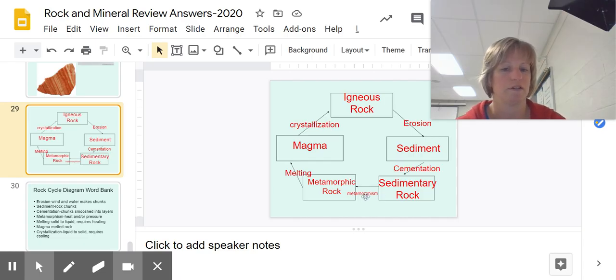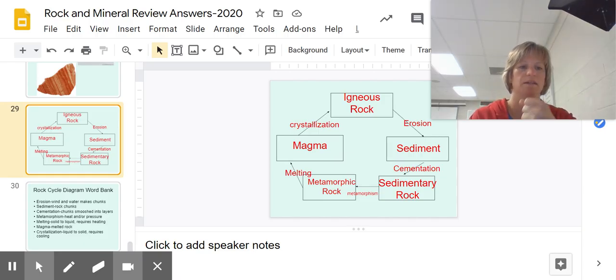Now, metamorphism is changing form by heat and pressure. And then, of course, to get back up to igneous, you've got to have magma. So a metamorphic rock melts, turns into magma, and then cools into crystals. We call them igneous rock. You will have a word bank, but that will not be in this perfect order. So you do need to practice your rock cycle diagram and get that mastered.